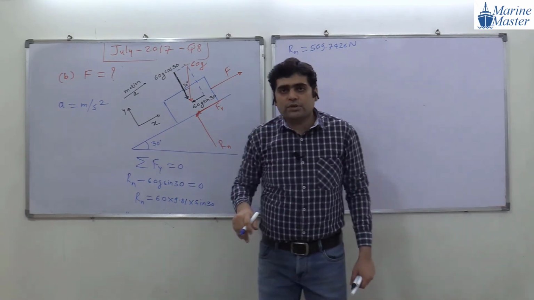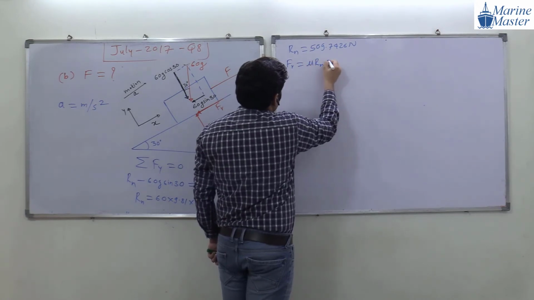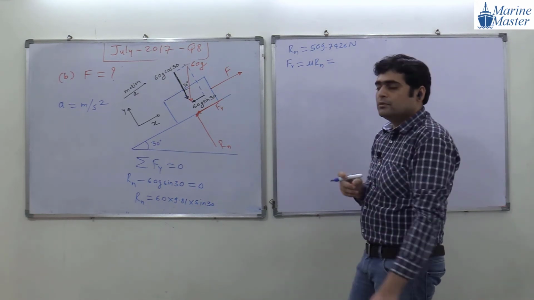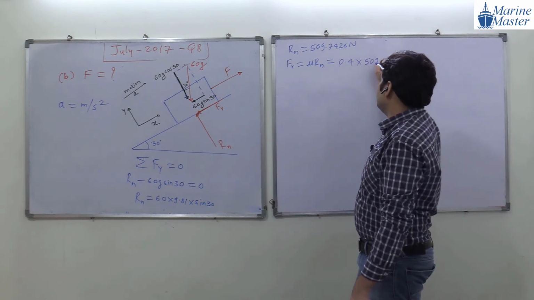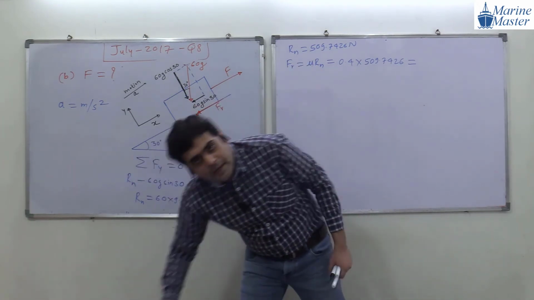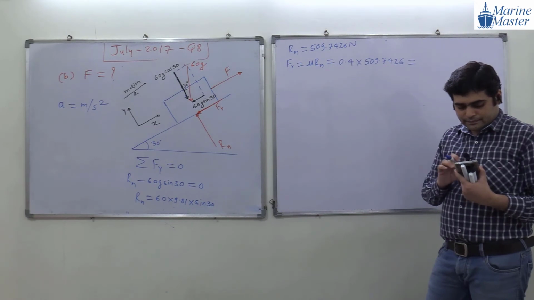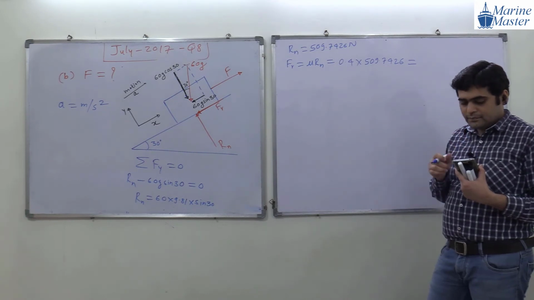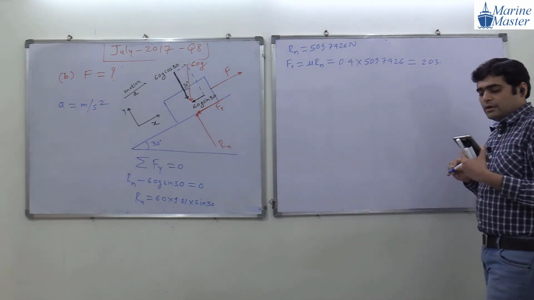Then friction force will be what? Fr will be equal to mu Rn. Mu value is how much? 0.4. So 509.7426. Please everyone do the calculation and tell me the value of Fr. Same as the A part, everyone. How much answer guys? 203. 20.